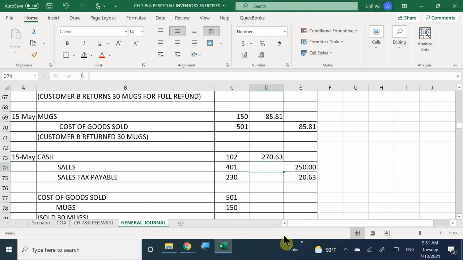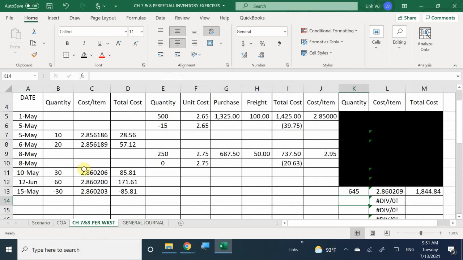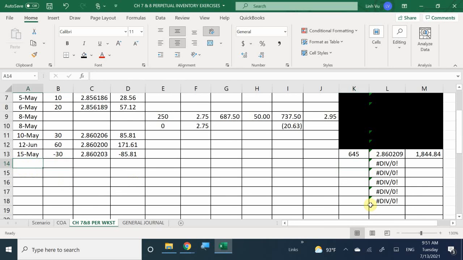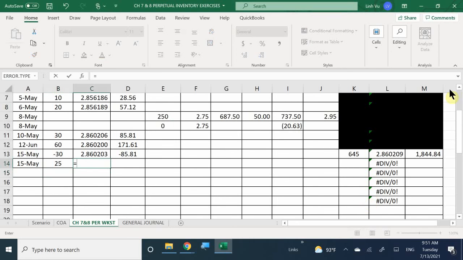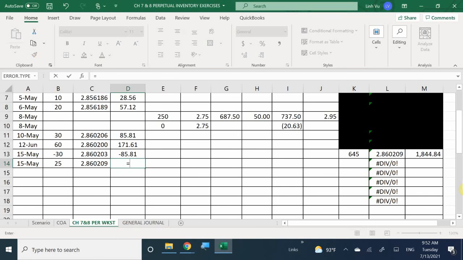And we also sold a total of 25 mugs. Okay, so in this case, I sold 25 mugs, so I need to calculate that. We sold 25 mugs. Okay, at what cost? The 2.86, 2.8603. Good. I'm sorry, I was looking at the one at the top. It doesn't stay the same. No, it doesn't. Okay. I went up by a few cents.